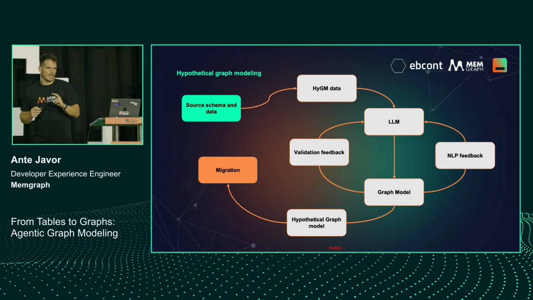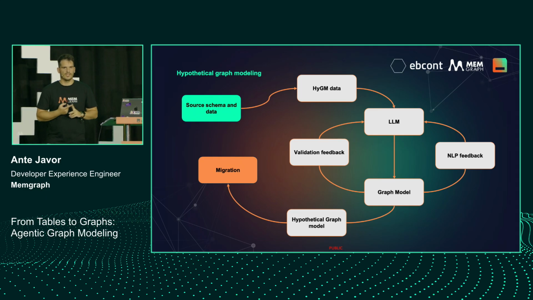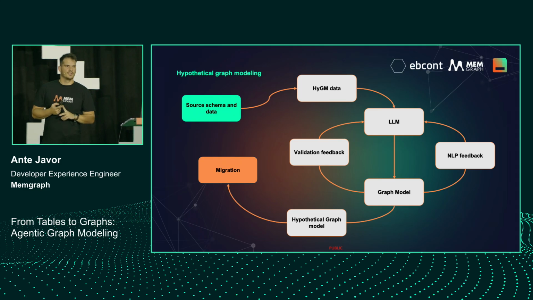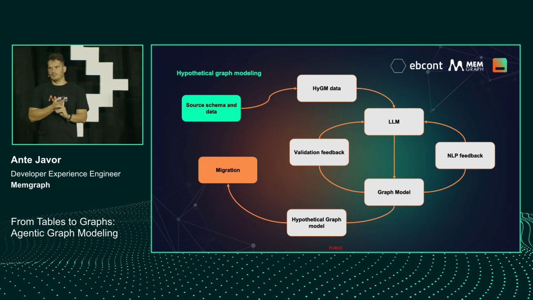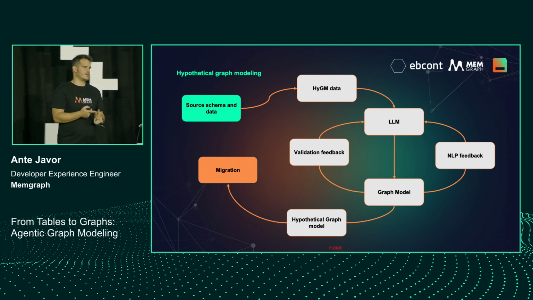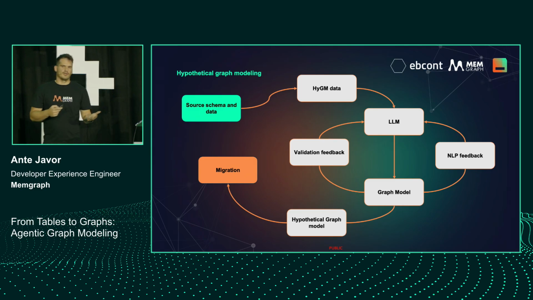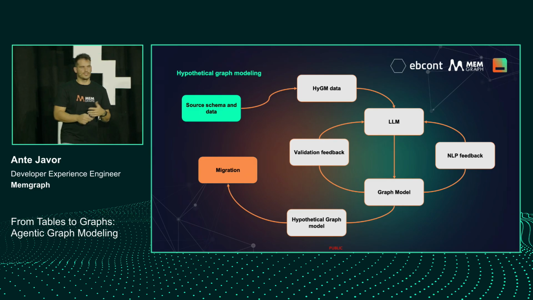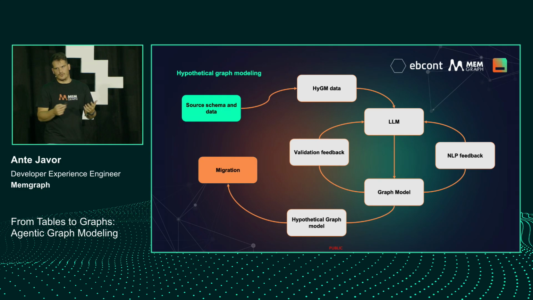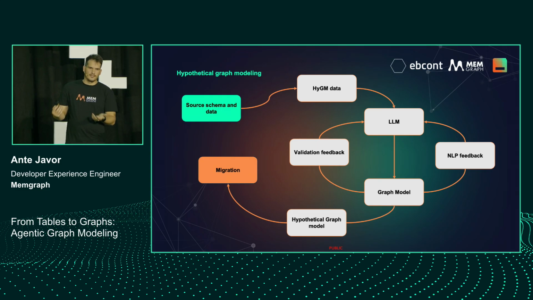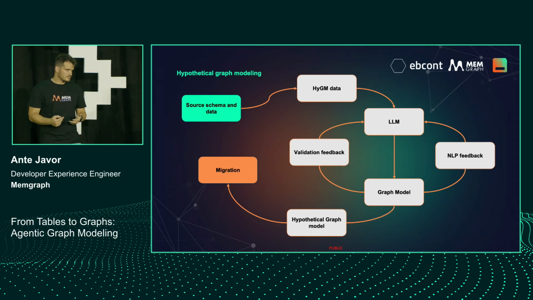And then we have two types of feedback. One is validation feedback, which essentially checks: are your tables in SQL covered by the graph model? Do you have the nodes and relationships? Or you can give NLP feedback. For example, I don't want this node, or I want to change the name of this relationship, etc. It's like your buddy in modeling the graph.